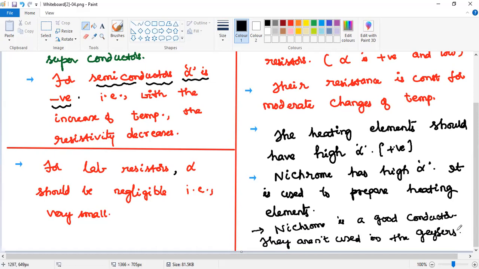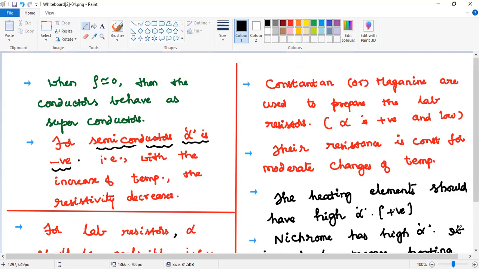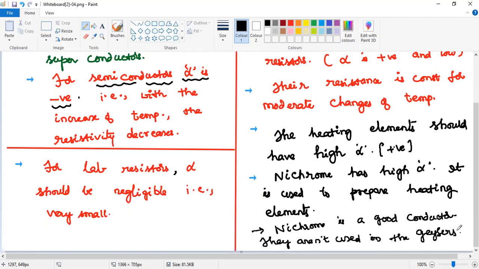So today we completed up to how temperature changes the resistance. Is it clear? Right? So shall I close the call here?